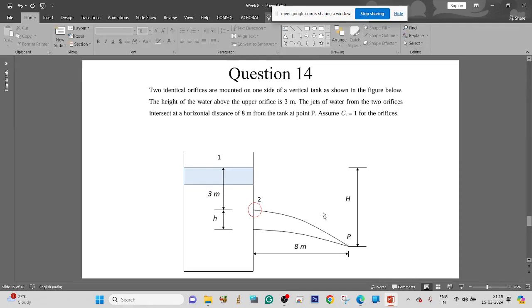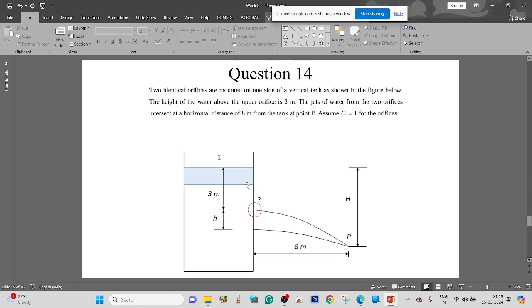What is the vertical distance between the two orifices? For that, we need to first find out the U2. We already know the capital H, we need to find out the small h. Then this will give the vertical distance. If U2 is the velocity of discharge from the lower orifice, then H minus 3 minus small h is equal to half g t square, and also U2 T is equal to 8. So H is equal to 8.33 meter.